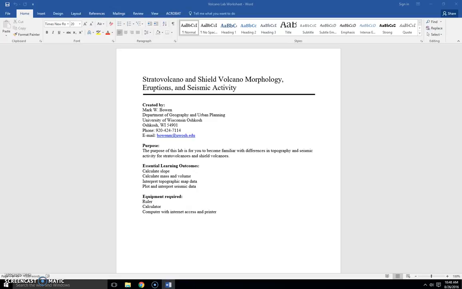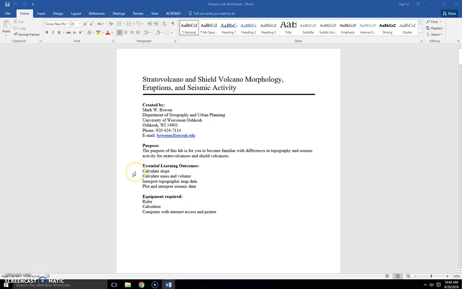It's entitled Stratovolcano and Shield Volcano Morphology, Eruptions and Seismic Activity. It was created by Mark W. Bowen, not by me, but it is a pretty good lab to teach you about the differences in topography and seismic activity for stratovolcanoes and shield volcanoes.